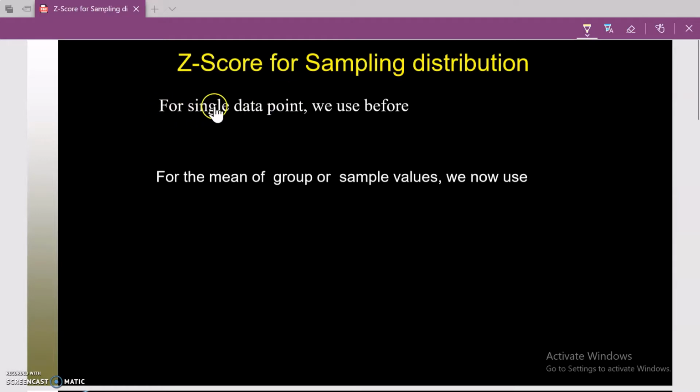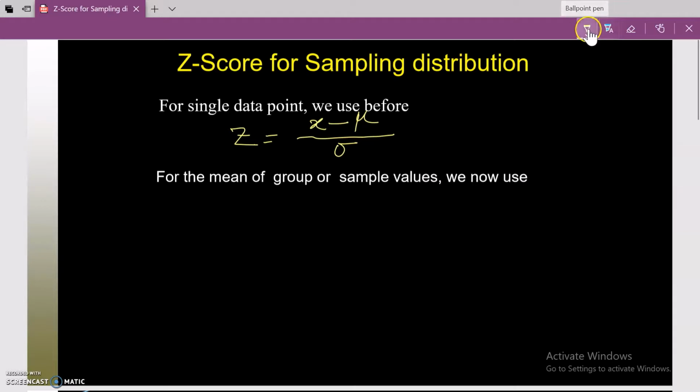So let's first start. We already seen this one. If we have a single data point, then we can find the z-score by using this particular formula. We have z equals to the formula we already used several times. You take the raw score, you subtract the mean, and you divide by the standard deviation. That's the formula you use when you have a single data point.